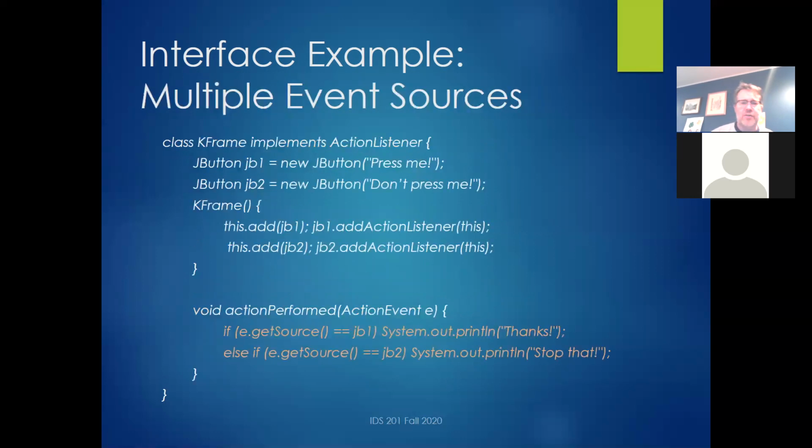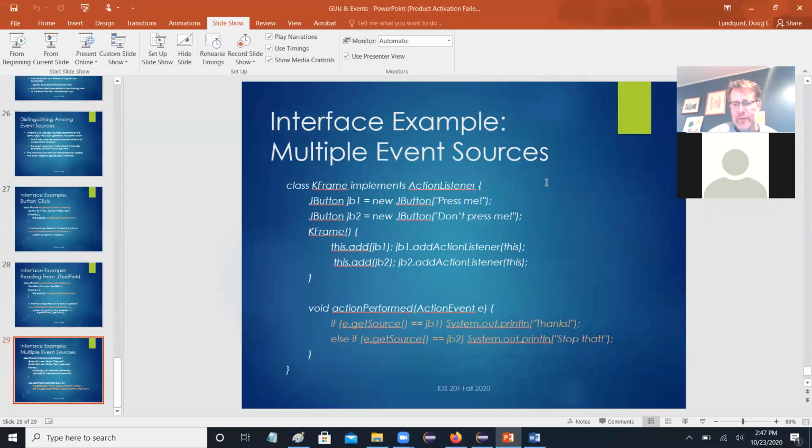And last, multiple event sources. So if we have JB1 and JB2 that respectively say press me and don't press me, down here, using the getSource method calls, if e.getSource equals JB1, we can print out thanks because it said press me. Otherwise, if somebody pressed JB2, it'll say stop that because JB2 says don't press me. Okay, that's it. That's the simple stuff for all this.